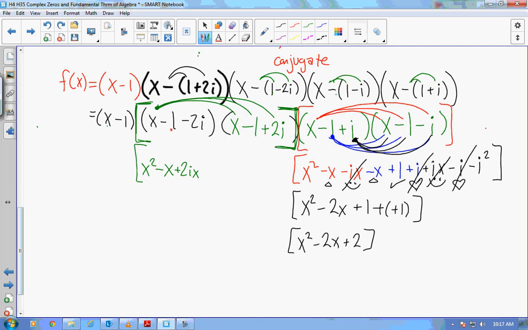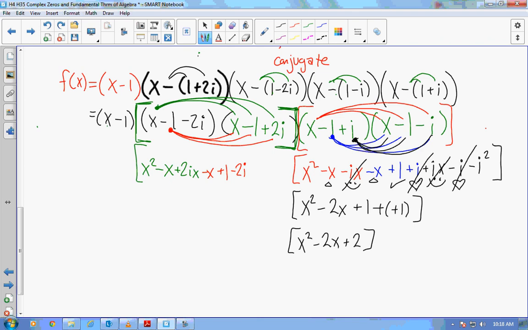Now we do -1. I see a handful of people not participating, not writing things down. Okay, you need to be writing this down. -1 times x. Connor? Connor P. What is -1 times x? Connor? What? Okay, what is -1 times -1? And what is -1 times the 2i? Good. Thank you.